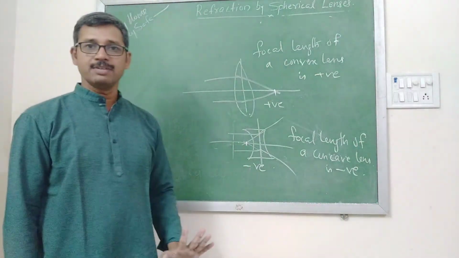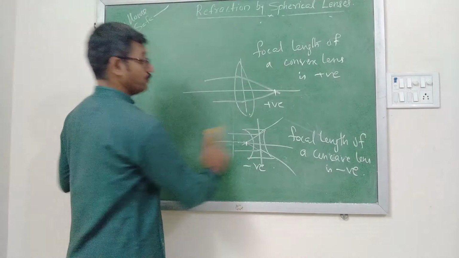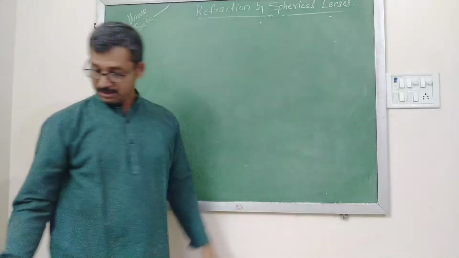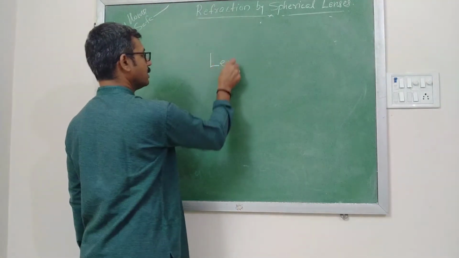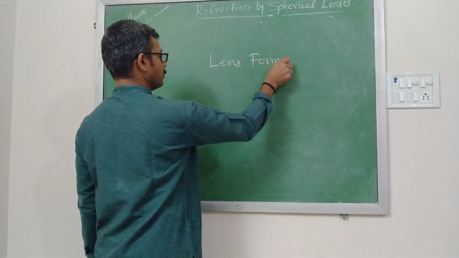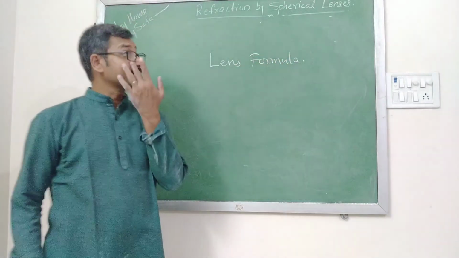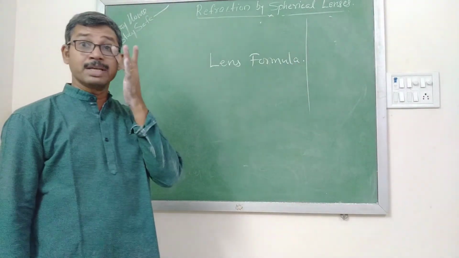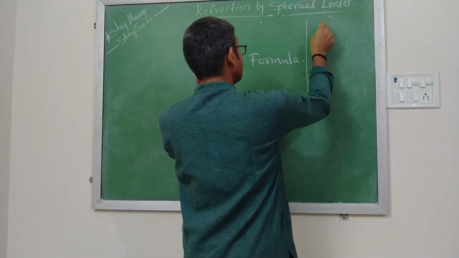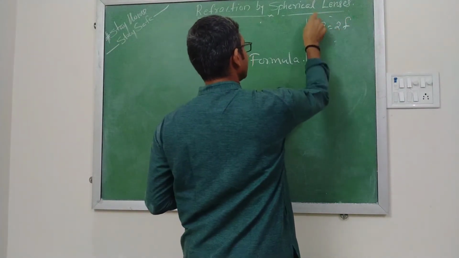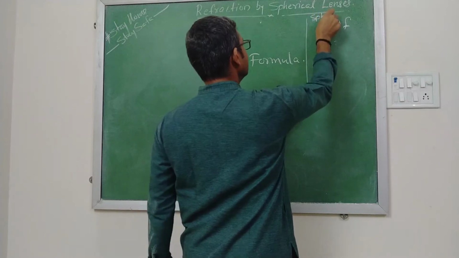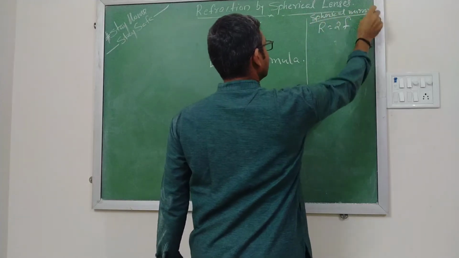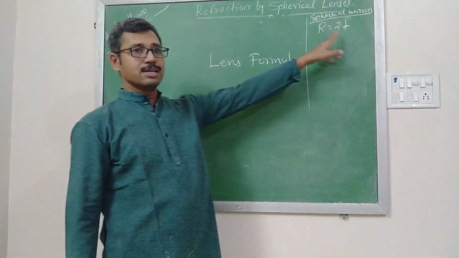Good? Understand it well? Now, here the lens formula is very important. Now, in this lesson, just a revision of the formulas. First, about the mirror. First we see that R is equal to 2F. This is for spherical mirrors. For spherical mirrors, R is equal to 2F.